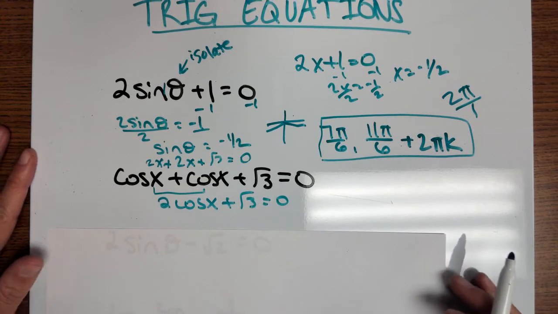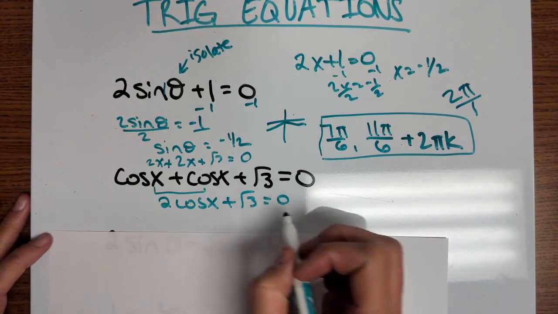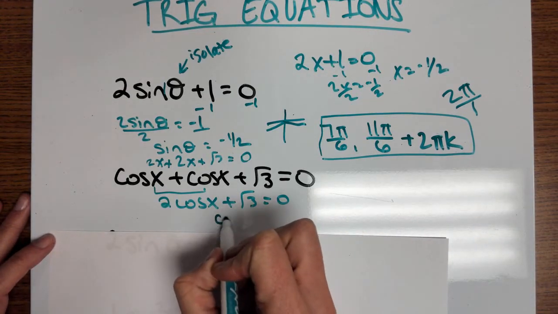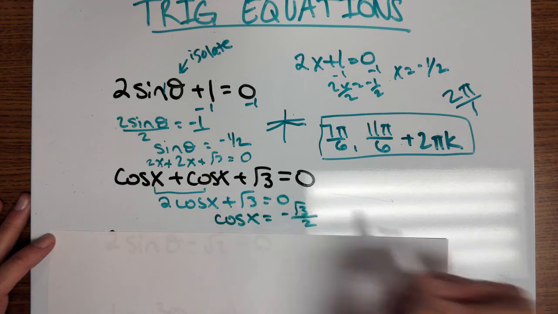Now we could have at that step got it to the other side, but from here it is no different than the problem we just did above. So we'll subtract radical 3 and divide by 2. That's going to give me cosine of x is negative radical 3 over 2.